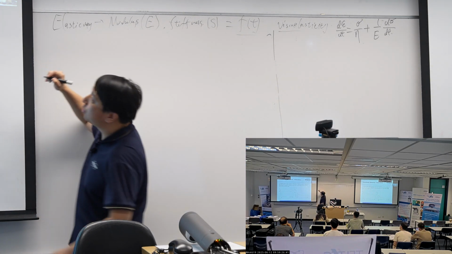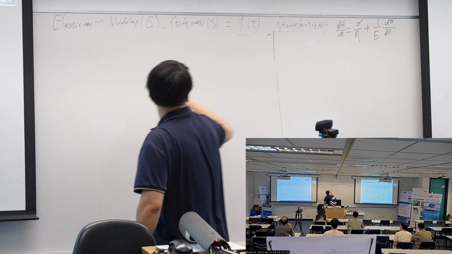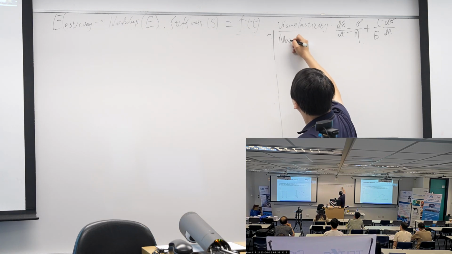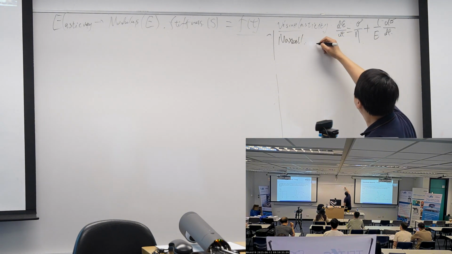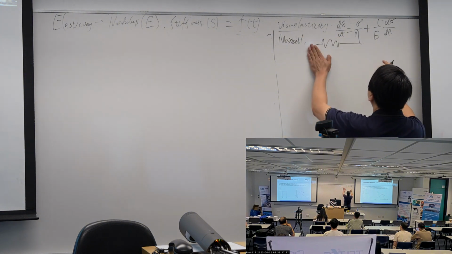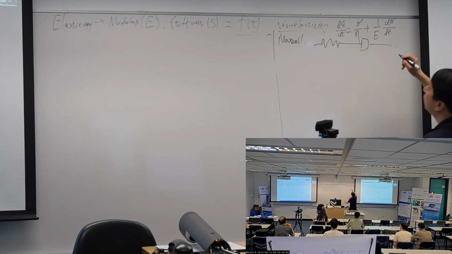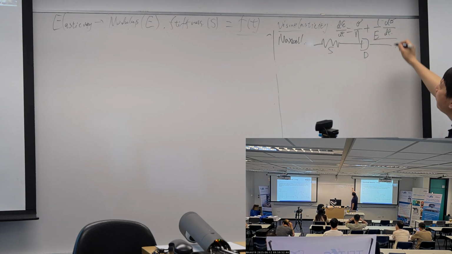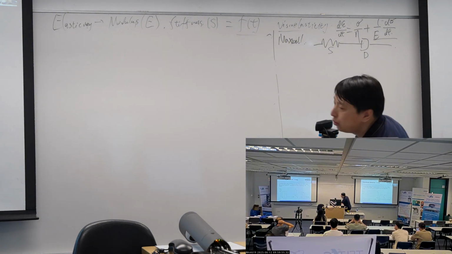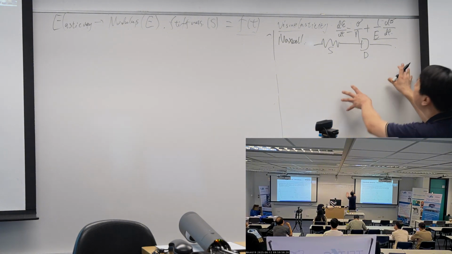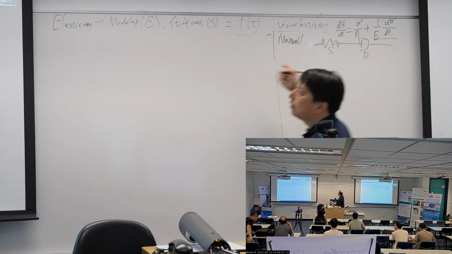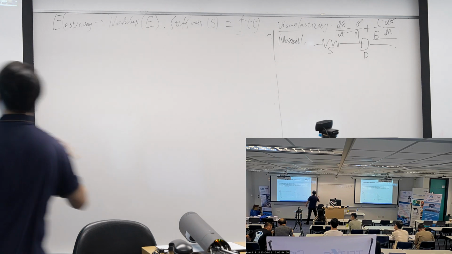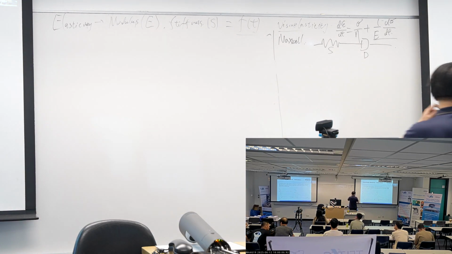So let's do the Maxwell first. And the Maxwell is a serial connection. That's the spring, that's the damper. And the total deformation should be the deformation caused by the spring plus the deformation of the damper. And then what we need to do, I'm sorry, I messed up here, is a relaxation, not the creep. Yeah, that should be correct.